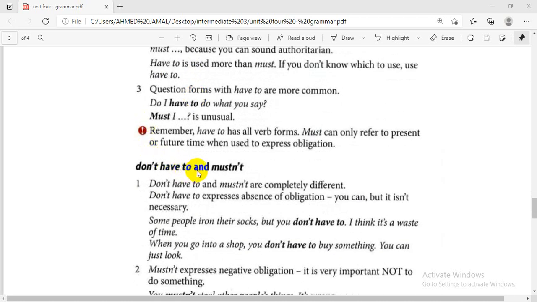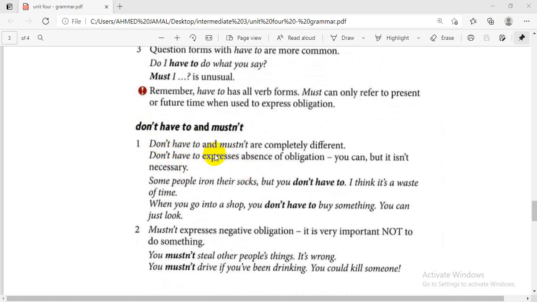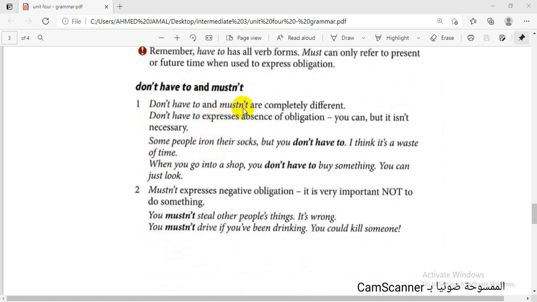Don't have to and must not are completely different. Don't have to expresses absence of obligation. You can, but it isn't necessary.